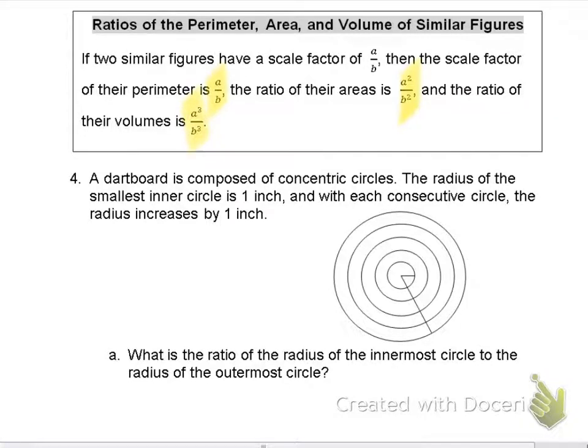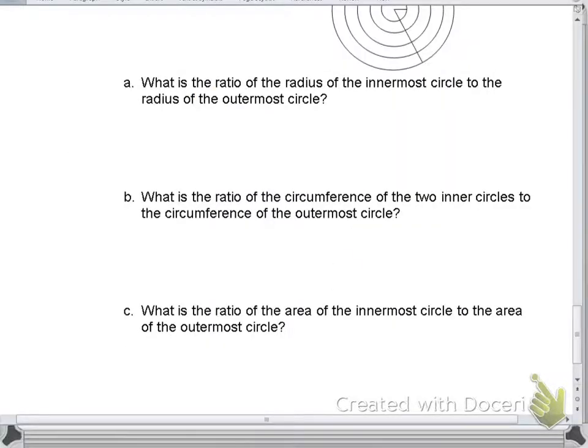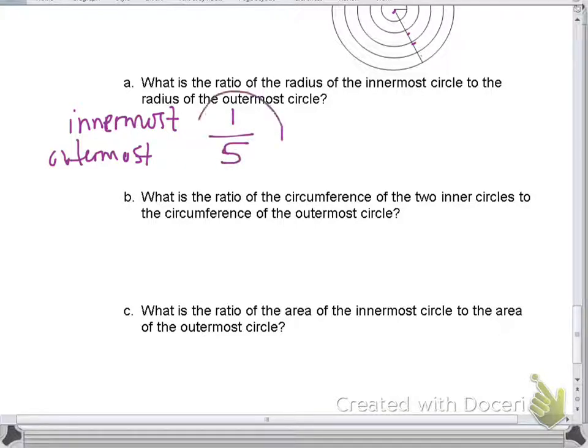So we're going to do last couple examples here. We have a dartboard with concentric circles. The radius of the smallest circle is 1 inch, and with each additional circle it goes up by 1. So at the bottom here, what is the ratio of the radius of the innermost circle to the radius of the outermost circle? So we're going to start with the innermost, which is 1, it tells us. And the outermost, we'd have to count up here. There are 1, 2, 3, 4, 5 circles, so that's 5. So the ratio is 1 to 5.